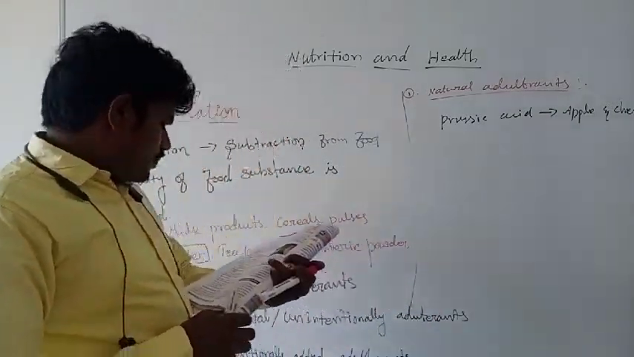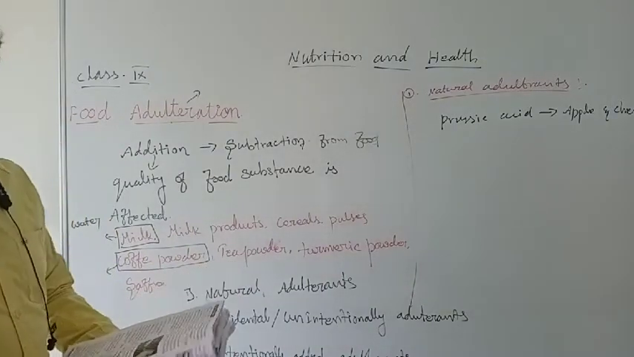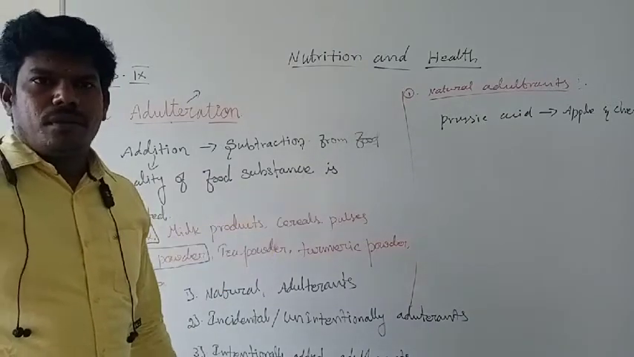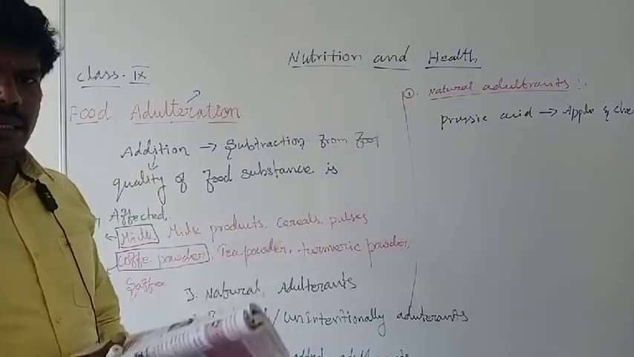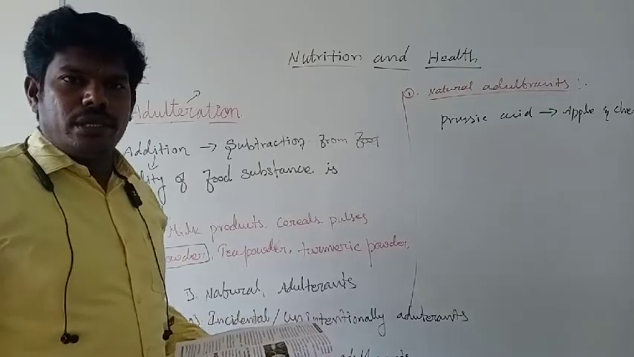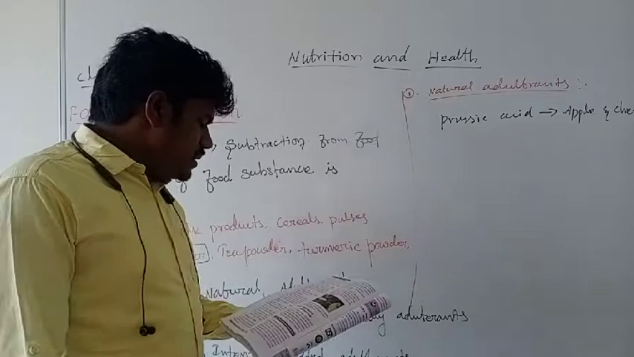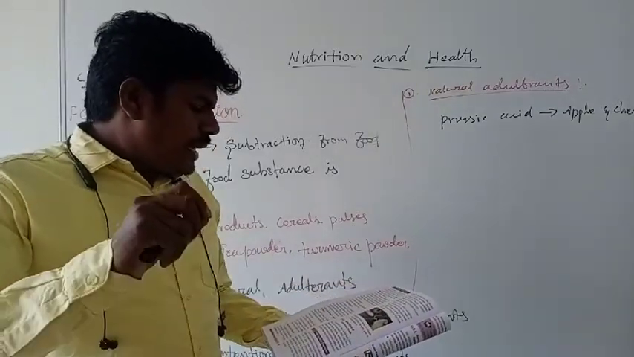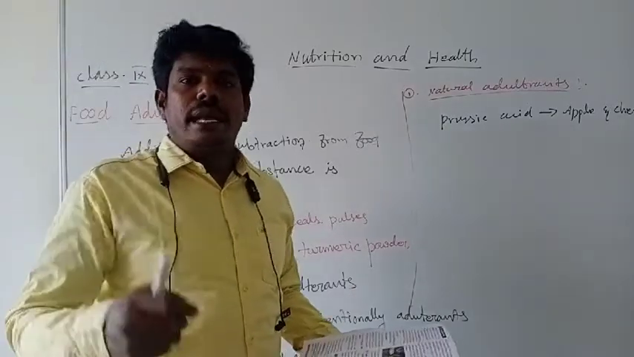And the second type, incidental and unintentionally added. Incidental means what? Something happened. You know, one incident, something happened, that is incidental. It means something that happens by chance, by mistake, without knowing. See the incidental, this type of adulterant is added unknowingly due to ignorance or carelessness.